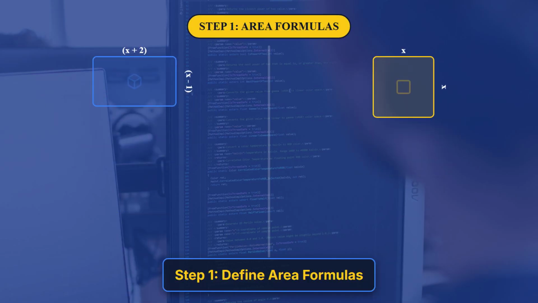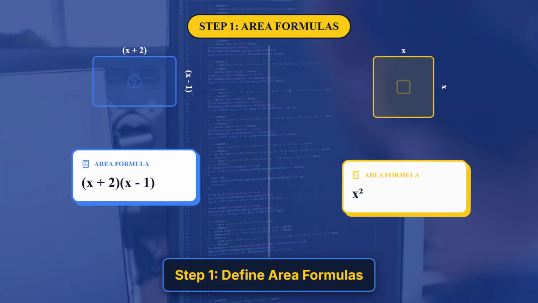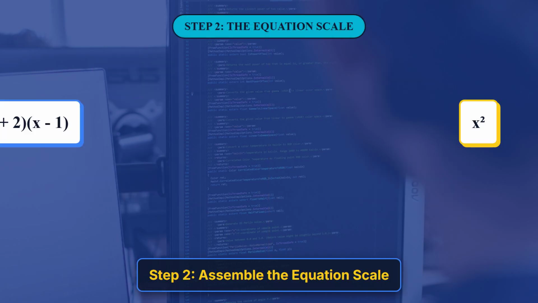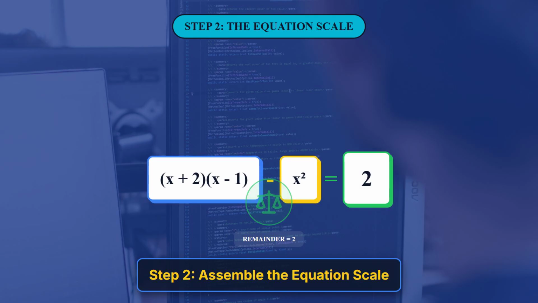Step 1. Find the area formulas. Rectangle area is length times width, x plus 2 times x minus 1. Square area is side times side, x squared. Step 2. Build the equation scale. Since the rectangle is bigger by 2, we subtract them to form our line: x plus 2 times x minus 1 minus x squared equals 2.